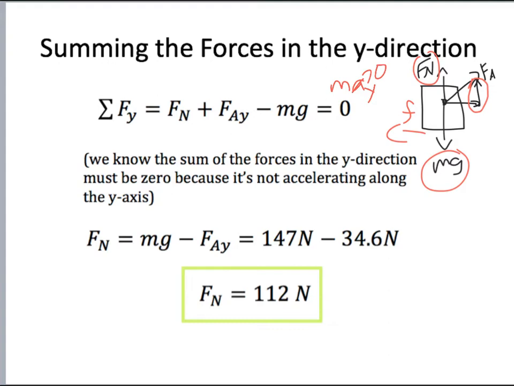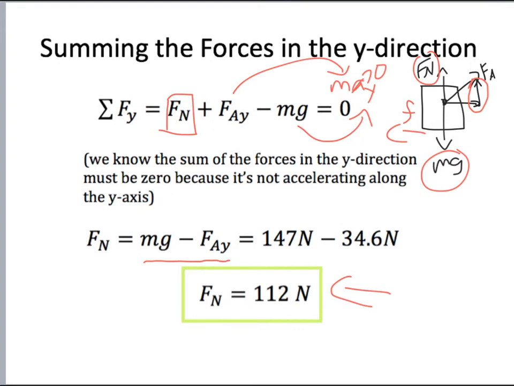So if I move these guys over to the other side of the equation, I'm going to solve for the normal force. I get that the normal force is equal to mg minus the applied vertical force, and I can plug in some numbers, and I get that the normal force is 112 newtons. Okay, so that's one of the forces that I need.